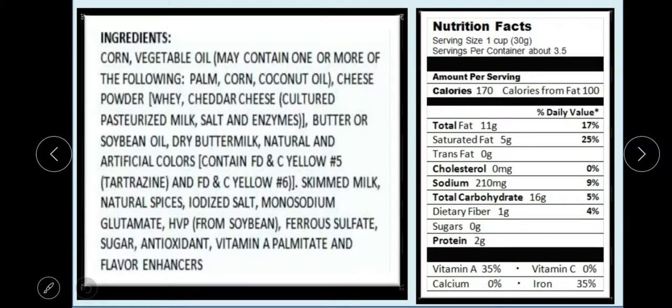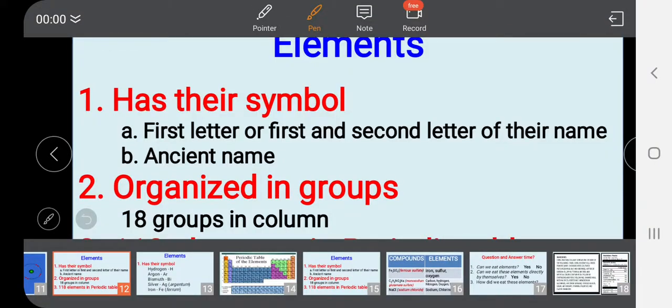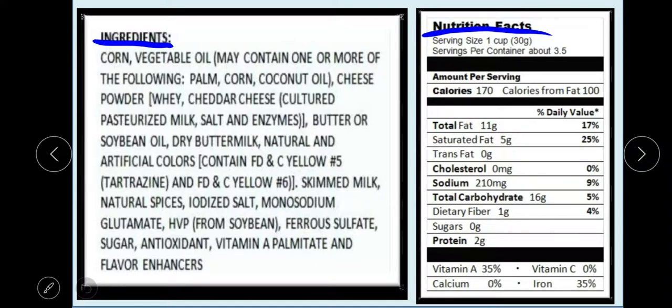For example, here, I think you are familiar with this. If you buy food products, you can see at the back of their cellophane or container, two labels of important information. We have ingredients and we have nutrition facts. These are the two bases of information about the food you eat. If you want to know what are the foods that you are going to eat, just read the ingredients and the nutrition facts.